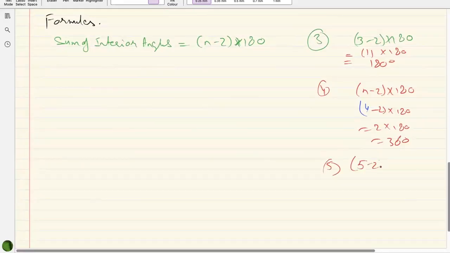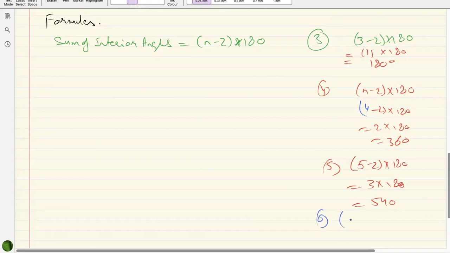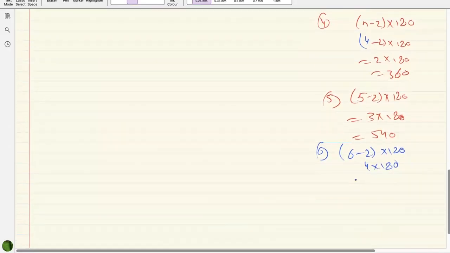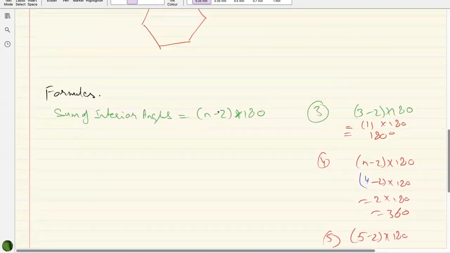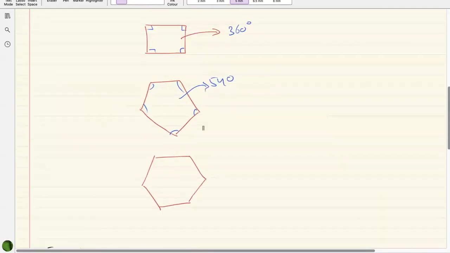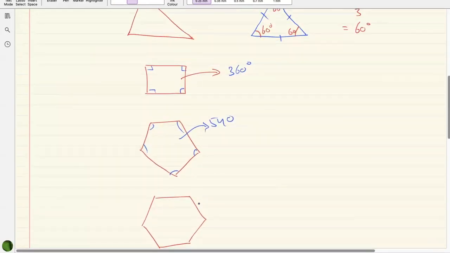5-sided would be 5 minus 2 times 180. That is 3 into 180, which makes it 540. 18 into 3 is 54. And then there's this 0. Last one for discussion. That is 6 minus 2, 6-sided polygon. That would be 4 into 180. And it makes it 720. So angle sum of interior angles is given by n minus 2 times 180. Following such, we now know that this sum would be 720.